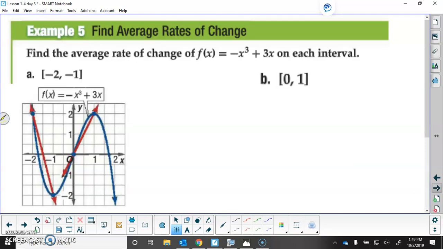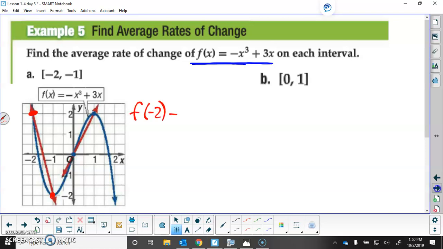So here's the kind of problem you're going to be doing. You're going to be given a function like this, f of x equals negative x to the third plus 3x. If you wanted to graph that, you could. You can see the blue graph on the left. You're going to be asked to find the average rate of change, part A, from negative 2 to negative 1. If you plot the point at negative 2 and at negative 1 and draw a line between those 2 points, you can see that's producing a negative slope. So here's how we'd find the average rate of change for this function between negative 2 and negative 1.